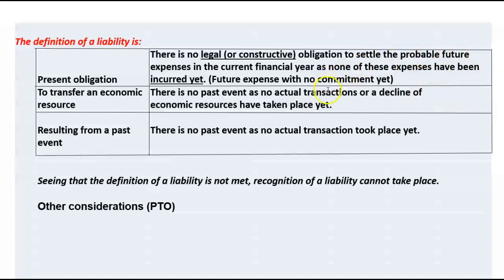So future expenses have not brought about any commitments as yet. There's nothing on the table. So it is a gut feel that he has, that he's not going to perform very well next year. So therefore, there are no commitments that he cannot get out of. Good. The second one is to transfer an economic resource.